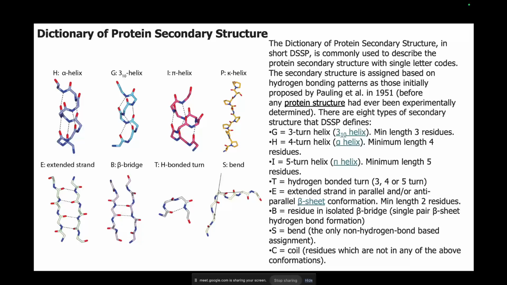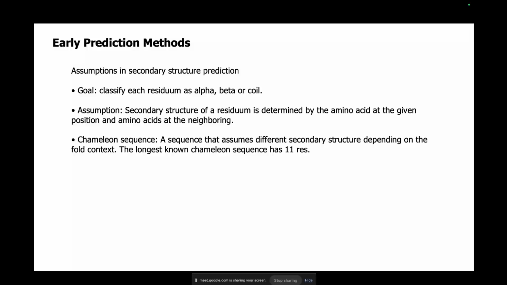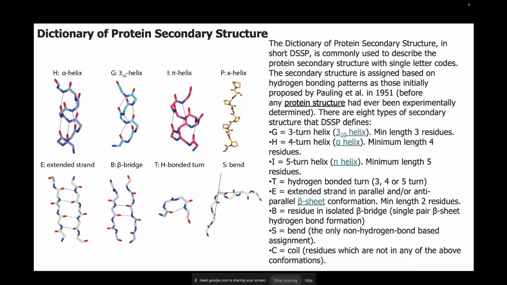If you are interested, please go take a look at this. This is interesting. As you can write the amino acid sequence of proteins in single letter codes, you can also write the protein structure in single letter codes as well. So yeah, that is quite good.